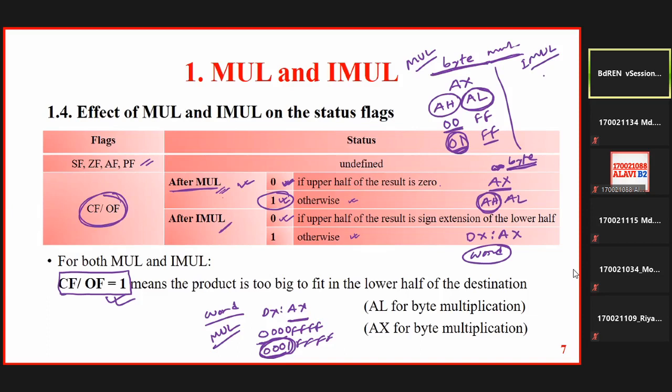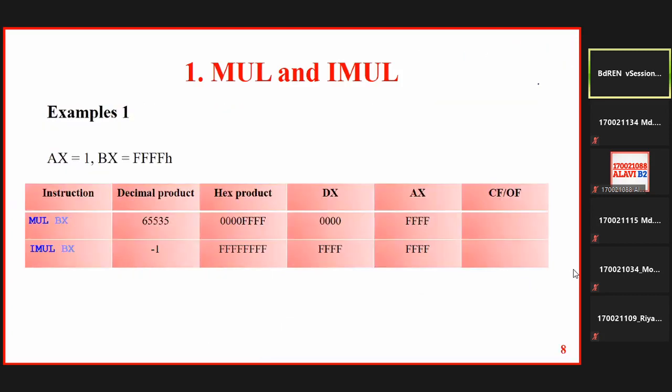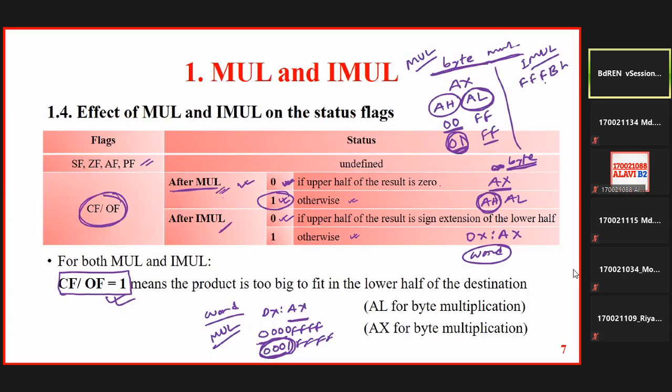let's say FB H and there is your FF. That means what happens here? What is the most significant bit in AL? It is 1, and that one has been extended up to AH. All the values of AH are the sign extension of that one. Or you have the value, let us say 7F.